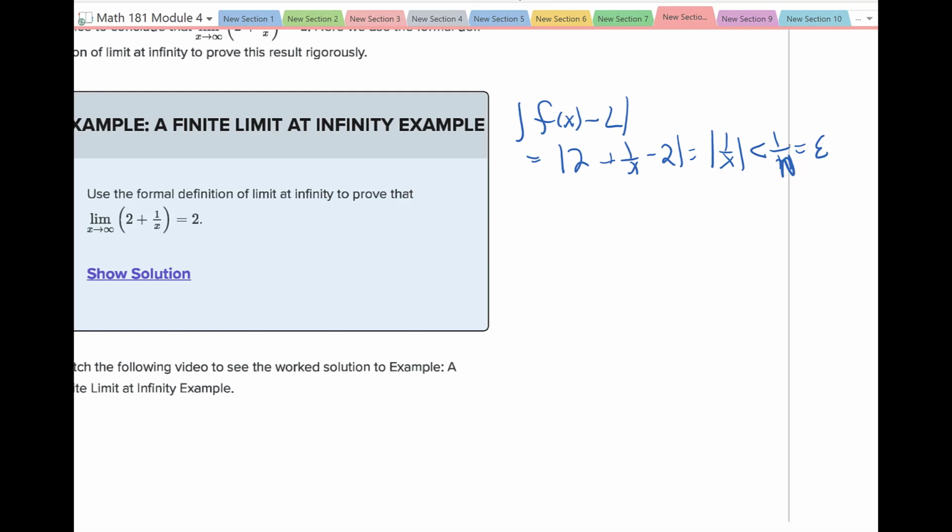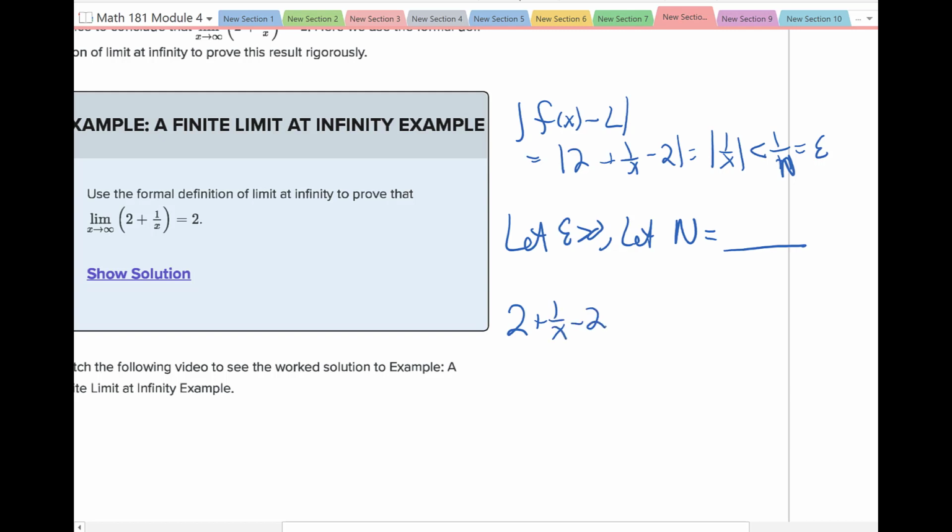So let me back up a little bit here. We get to choose the values. This kind of builds up with: let epsilon be greater than 0 and let n equal something we choose. So if we look at 2 plus 1 over x minus 2 equals that absolute value of 1 over x, as we saw, this value needs to be less than epsilon, so that x would be then greater than 1 over epsilon.